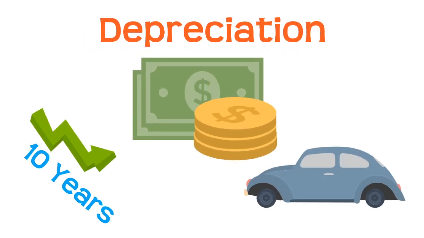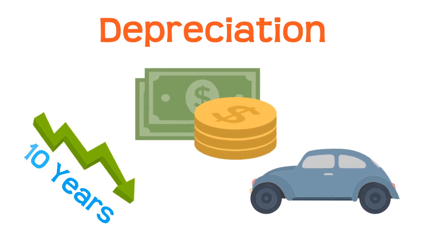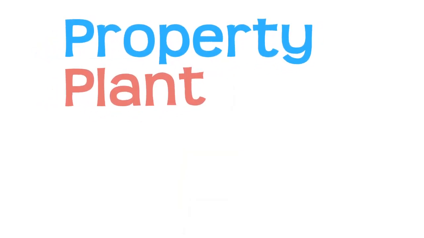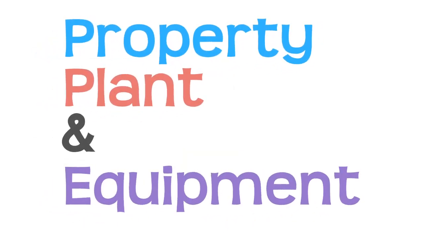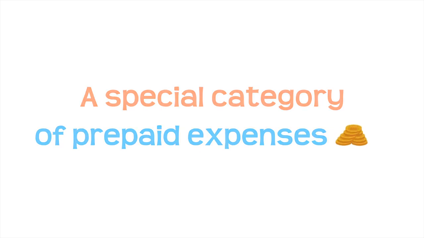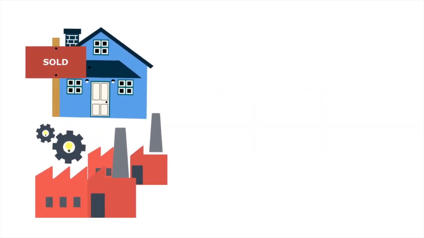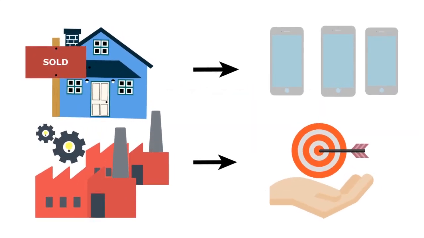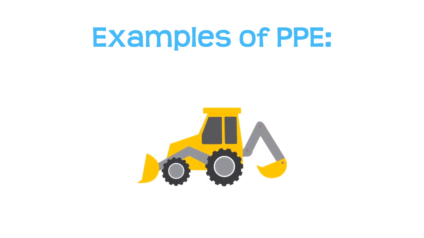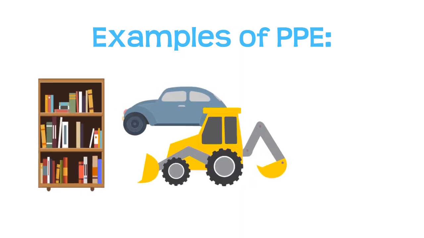You might have heard of depreciation before. But what is it? Property, plant, and equipment, or PPE. A special category of prepaid expenses. These are used to produce and sell products and services. Examples of PPE include equipment, furniture, vehicle, and building.